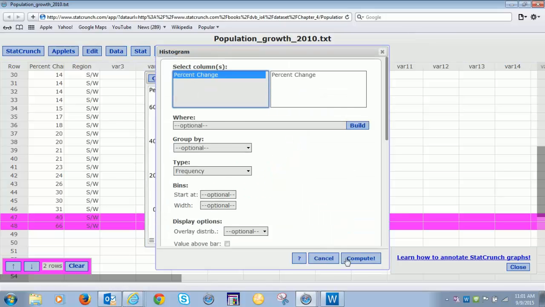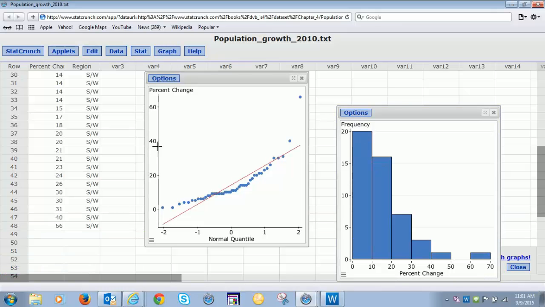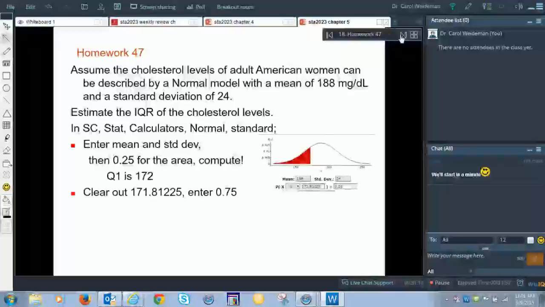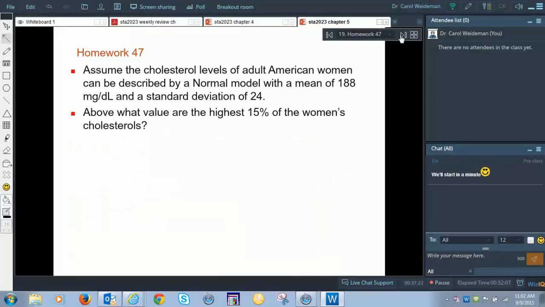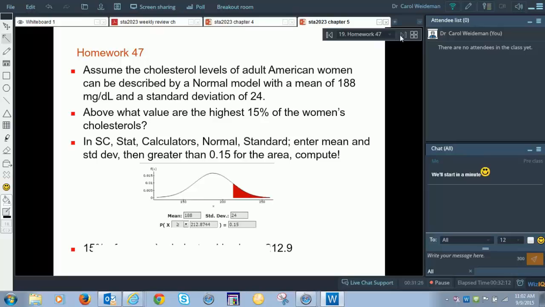Let's go back and do a histogram. Because remember, we worked with this data set before, and it's not normal. And this is the way the probability plot looks when it's not normal. So you have two ways to check for underlying normality in a data set. And then to get the actual IQR, we have to do a subtraction. So for this data set, it's about 32. And then the last problem I did was finding the upper 15% of the women and their cholesterol values. And we just did that. It's about 213.